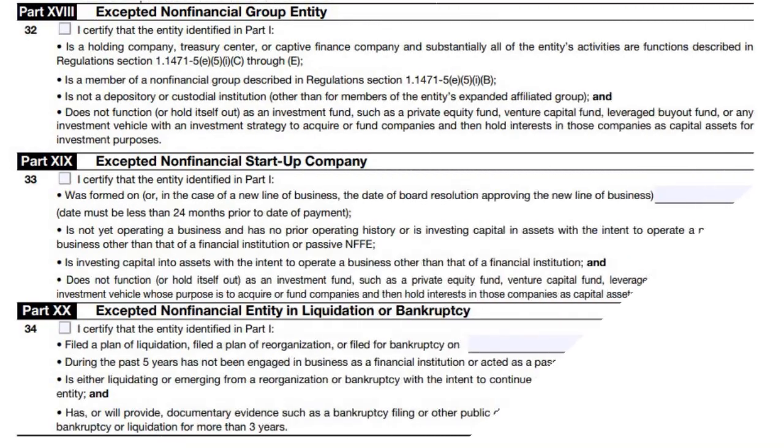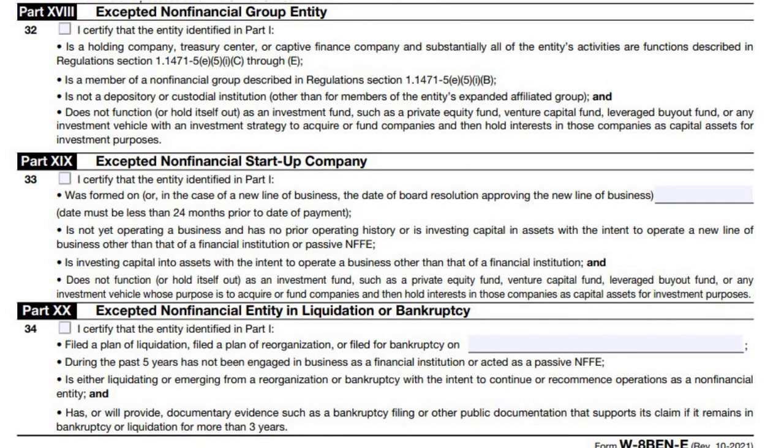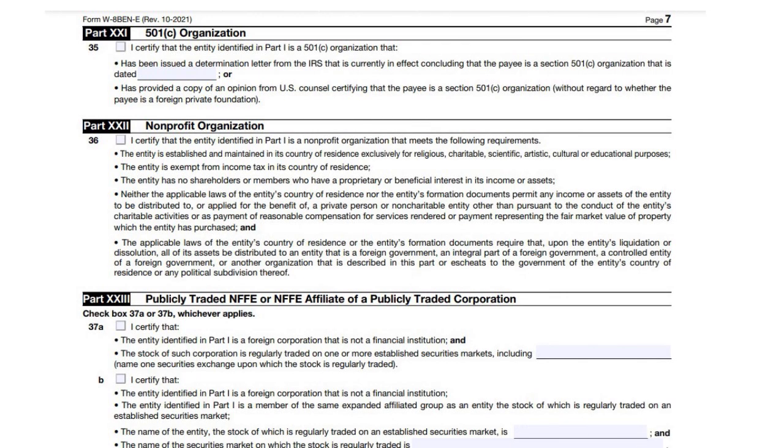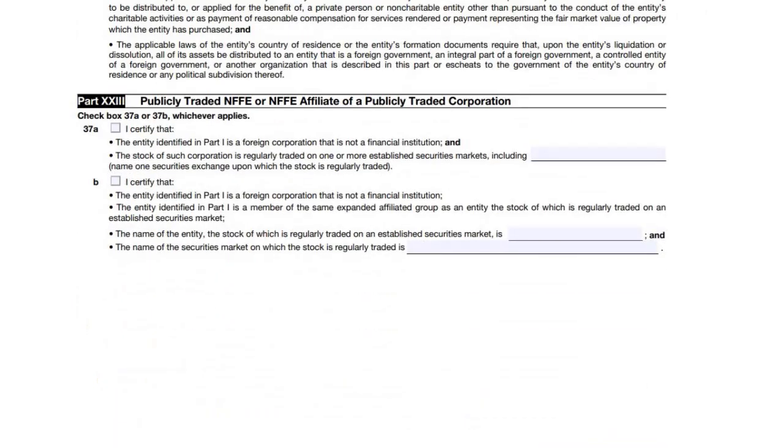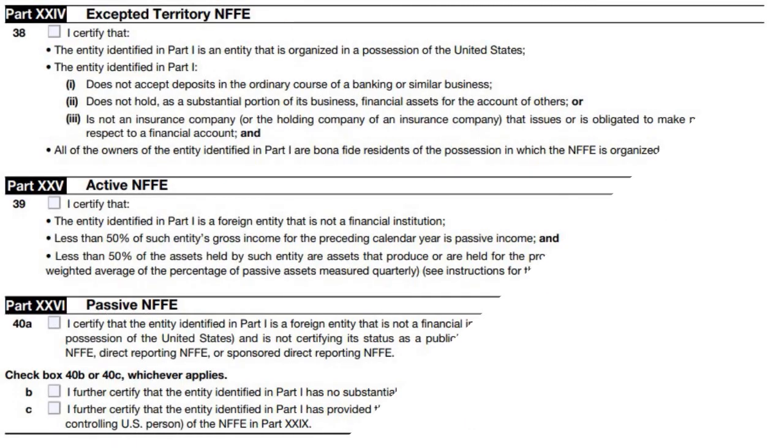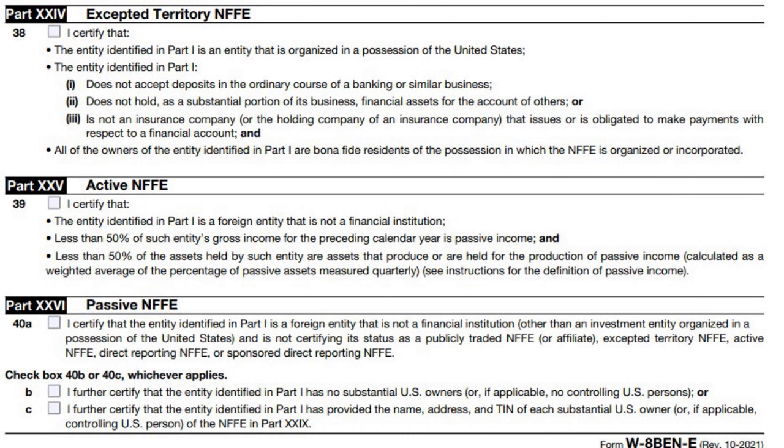Part 18, accepted non-financial group entity. Part 19, accepted non-financial startup company. And Part 20, accepted non-financial entity in liquidation or bankruptcy. Moving on, Part 21, 501c organization. Part 22, nonprofit organization. Part 23, publicly traded NFFE. Part 24, accepted territory NFFE.